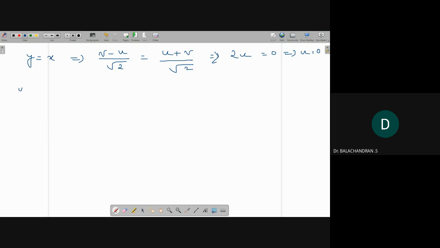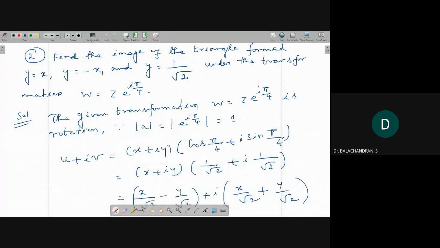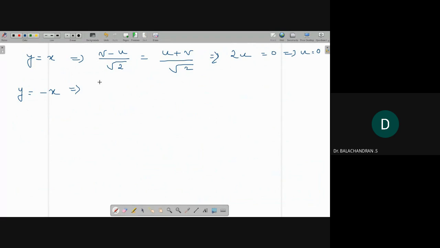Next, I am going to find the image of the line y equal to minus x. So y equal to minus x means what is y? (v minus u) divided by root 2. Minus x means minus (u plus v) divided by root 2. This implies 2v equal to 0, so v equal to 0. So y equal to minus x is mapped into the real axis in the W plane, v equal to 0.